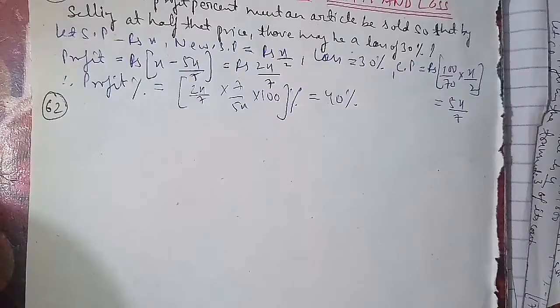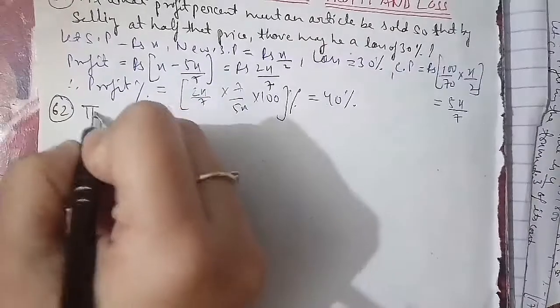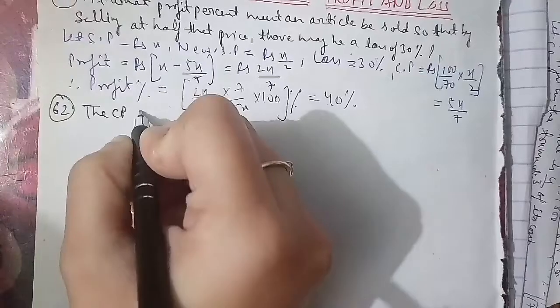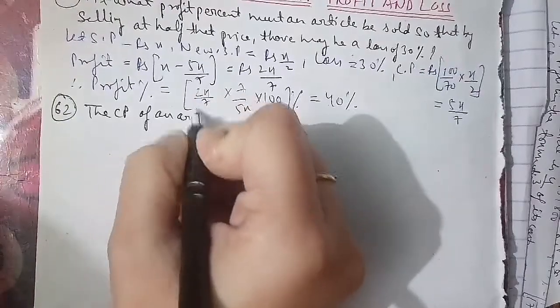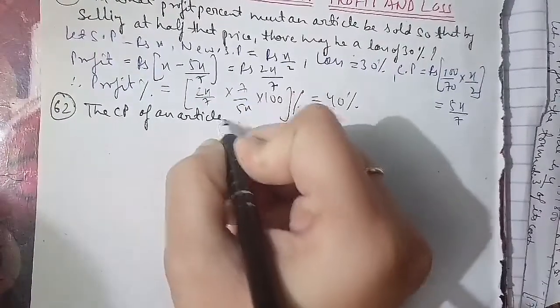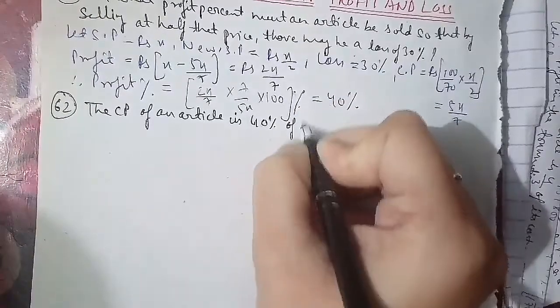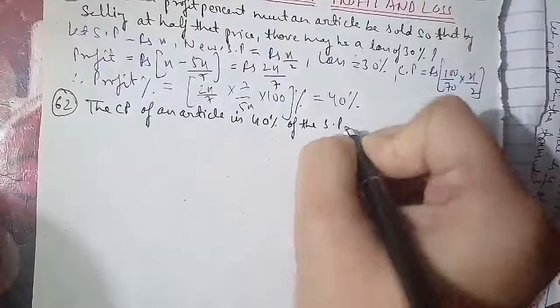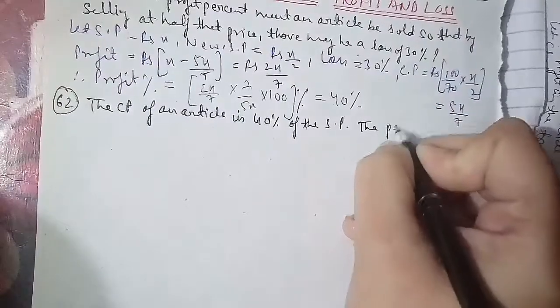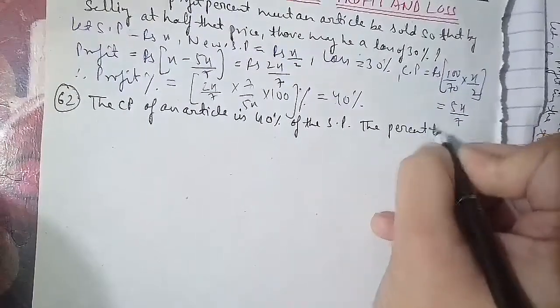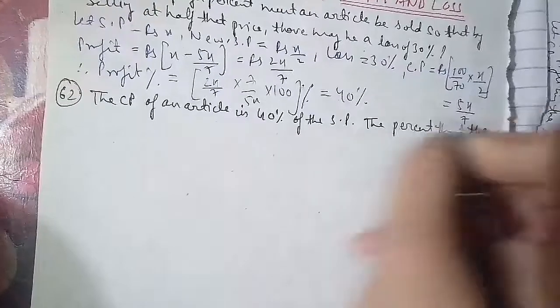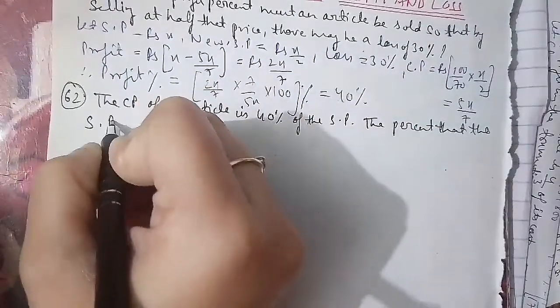The CP of an article is 40% of the SP. The percent that the SP is of CP is what we have to find. As I told you, the options are 250, 240, 60 and 40. We go ahead for the same.